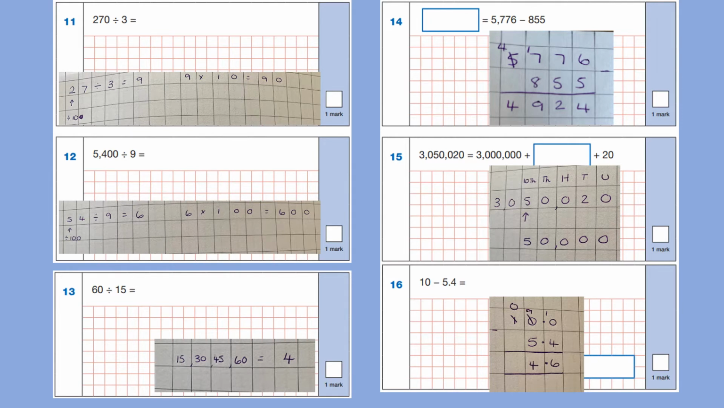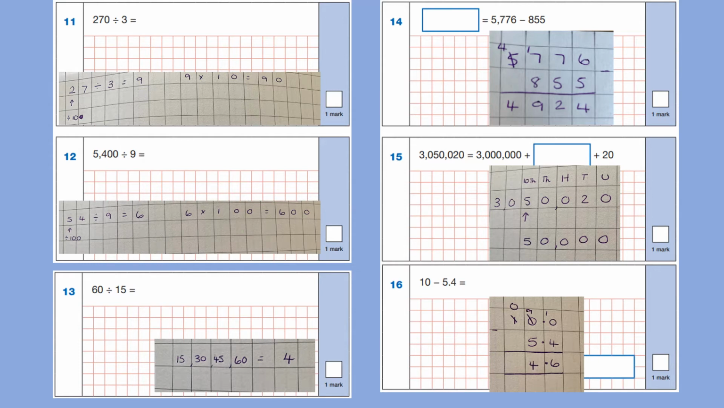The same goes for question number 12. I've got 5,400 divided by 9. Now if I divided that number by 100 and I gave myself 54, I know 9s into 54 go 6 times, and if they go in 6 times into 54 they must go in 600 times into 5,400 because it's 100 times bigger. Number 13, again I wouldn't have used a method for this one, just write out your multiples of 15 as I've done down below, and you can see that it goes in 64 times.